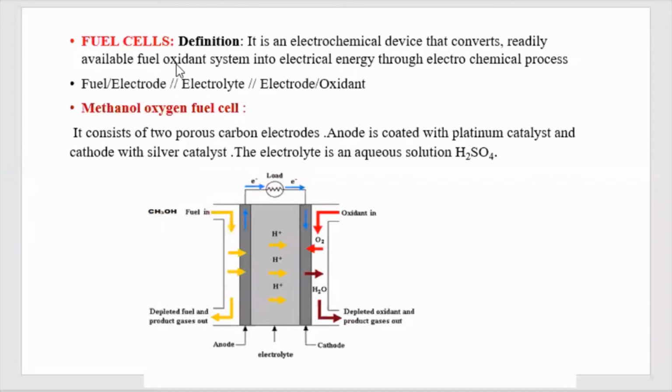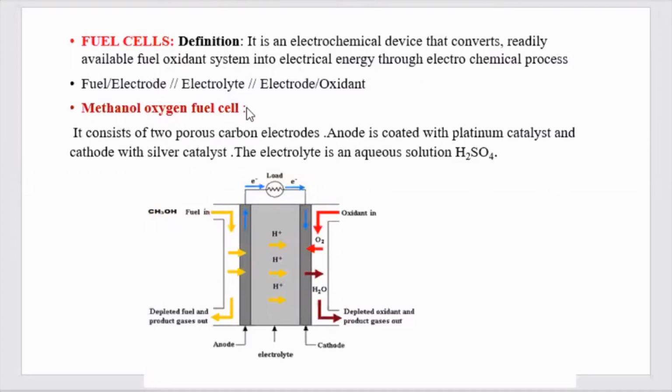In a fuel cell also, there is an anode and a cathode. At the anode electrode, fuel is supplied. At the cathode electrode, oxygen gas is supplied. Between the electrodes, there is an electrolyte. The combustion of the fuel produces electrical energy.